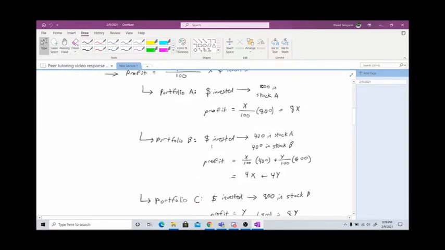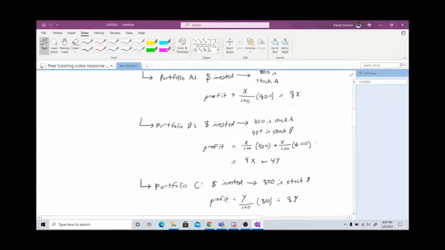Portfolio B, we're going to do something similar. We can calculate based on how many stocks of each A and B we have that we're going to be investing 400 in stock A as well as 400 in stock B. And when we take that all together, the profit is going to be whatever X is over 100 times the 400 we have in stock A plus whatever Y turns out to be over 100 times that 400 we have in stock B. And all together, we're going to get 4X plus 4Y. And that is the formula for portfolio B for the profit.